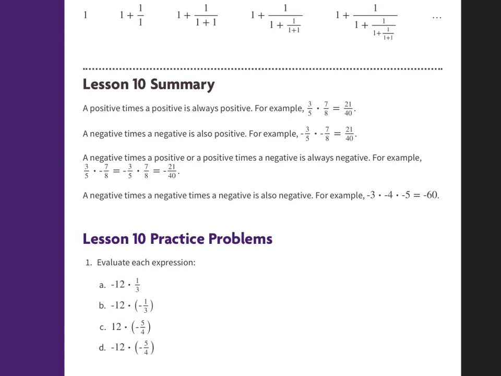A negative times a negative times a negative is also negative. So negative 3 times negative 4 times negative 5 is negative 60.